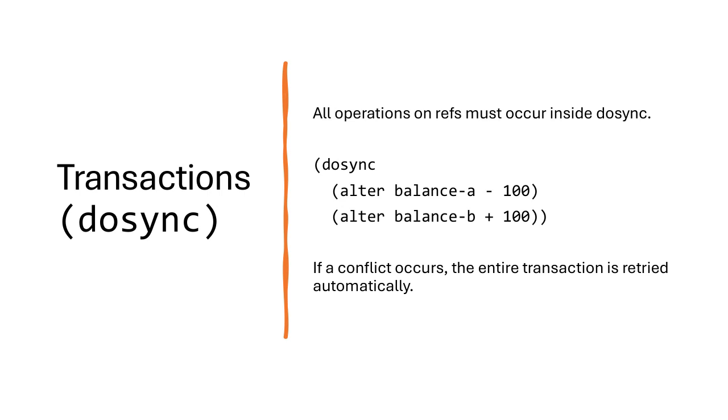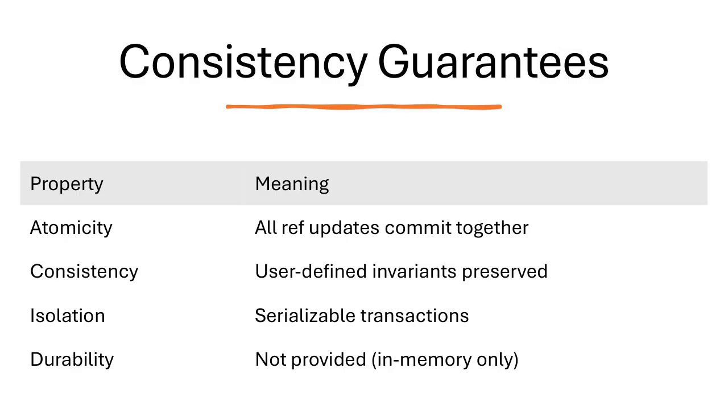This approach ensures consistency without the complexity of manual locking. When we talk about consistency guarantees in STM, there are four main properties to understand. Atomicity means that all changes to refs within a transaction either happen completely or not at all, so partial updates don't occur. Consistency refers to preserving any conditions or rules you define on your data, ensuring the system remains in a valid state after each transaction.